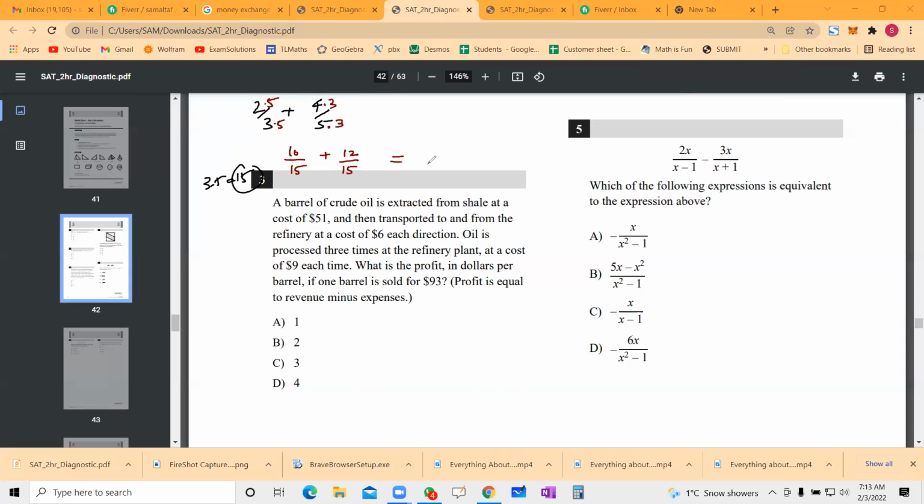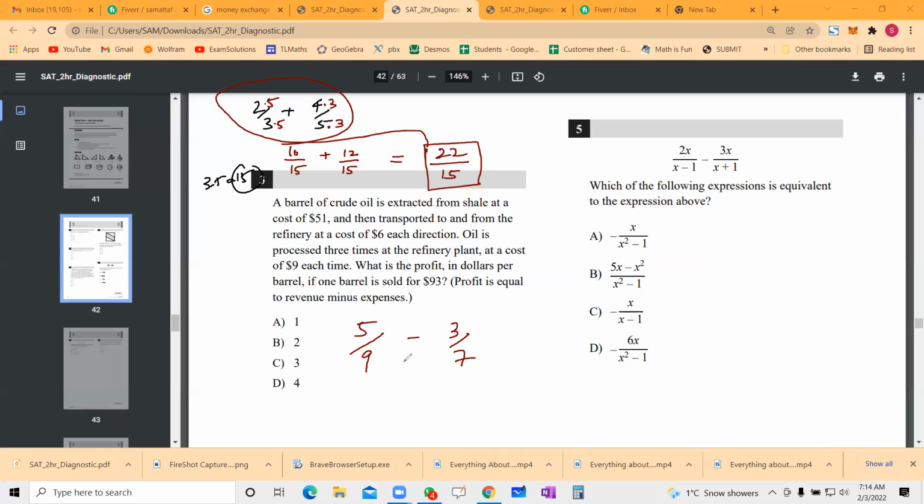You can add the numerators and keep the denominator as it is. You keep the denominator 15 and add the numerators. 10 plus 12 is how much? 22. That's it. So this is the answer to the sum of these two, 22 over 15. Now let's try one more. 5 over 9 minus 3 over 7.